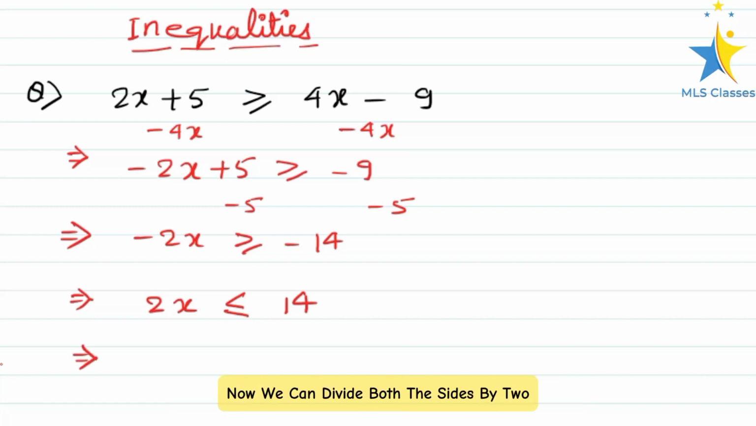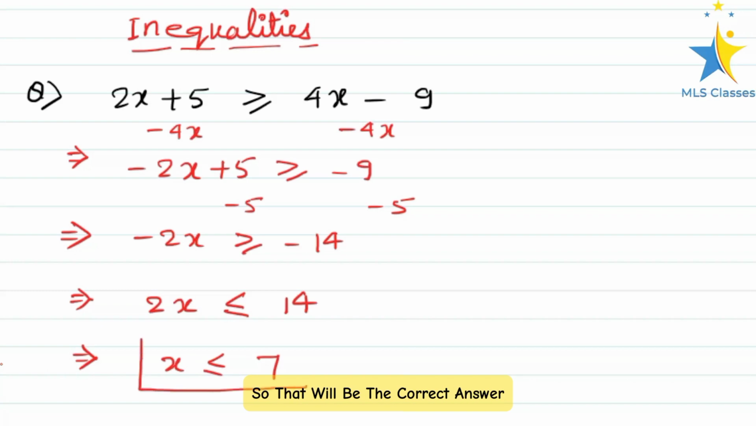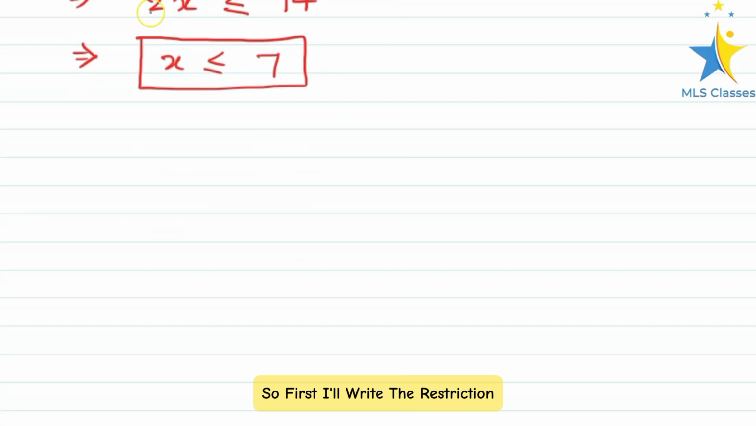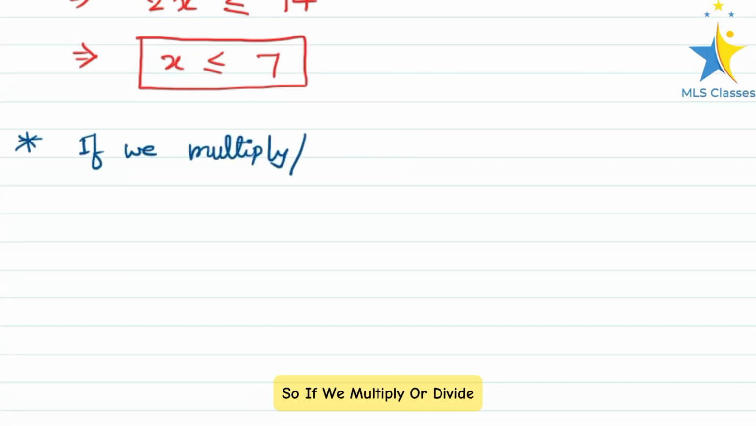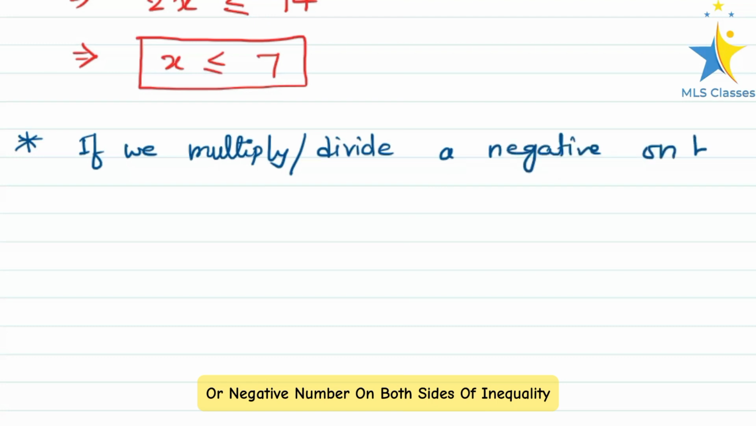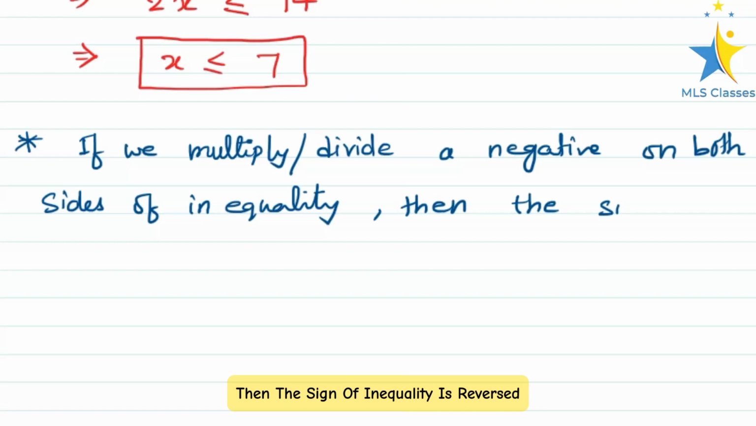Now we can divide both the sides by 2. 2 is a positive number, so that will not affect anything. So we can say x less than or equal to 7. That will be the answer. Now this is called inequality notation. First I'll write the restriction. What is the restriction? If we multiply or divide a negative number on both sides of an inequality, then the sign of inequality is reversed.